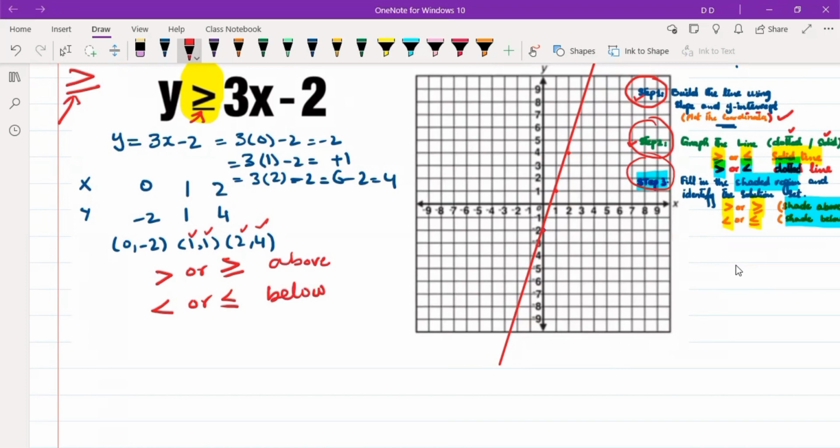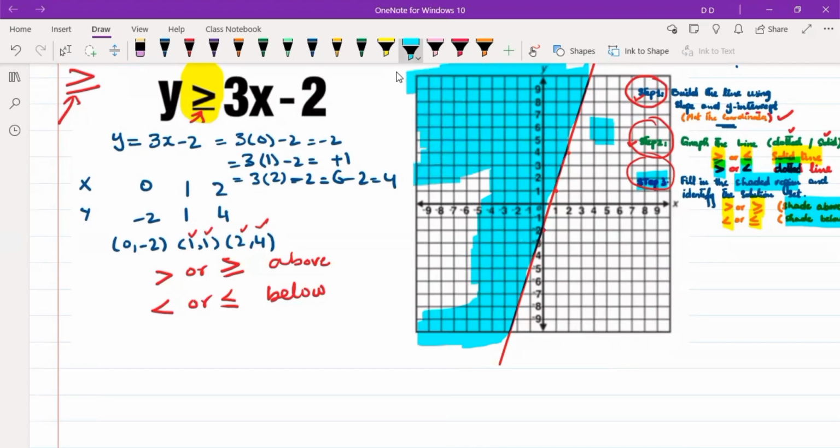Now I have this line, so what will I do in that case? Which side should I go to? Do I need to shade this side or this side? Obviously, I need to shade above the line because the inequality sign is telling me it is greater than or equal to. So that's why I will shade this whole region. Sorry for the shading, it is very untidy.